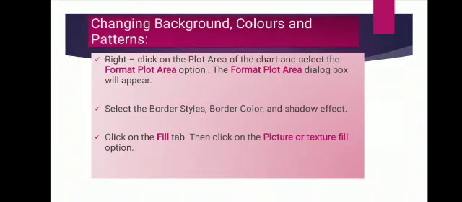So the steps for changing background colors and patterns are: right click on the plot area, then the format plot area dialog box will appear. Then select the format plot area. It will give you options for changing border style, border color, and shadow effect. Click on the fill tab. In the fill tab, click on the picture or texture fill. Now select the texture button and choose the required texture from the displayed choices. Several choices it will show you. You have to select according to your choice. Now after completing the formatting, click on the close button and observe how it changed.